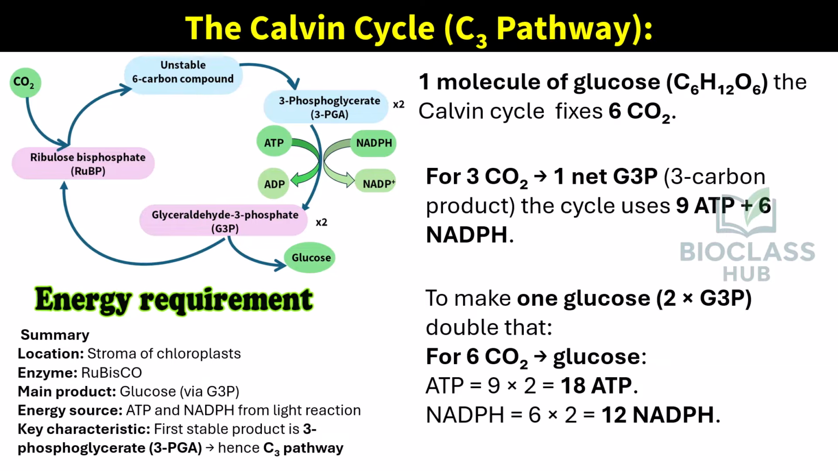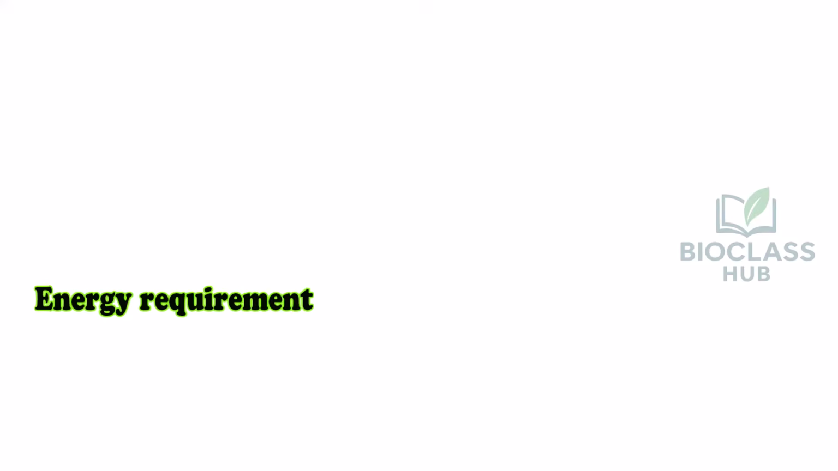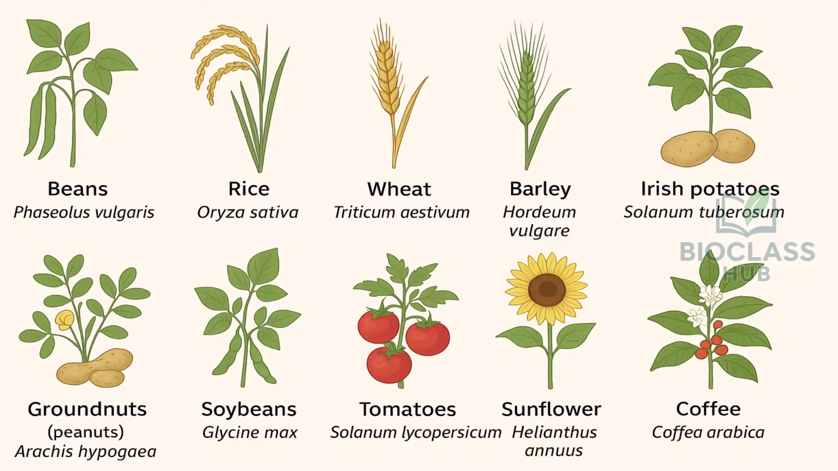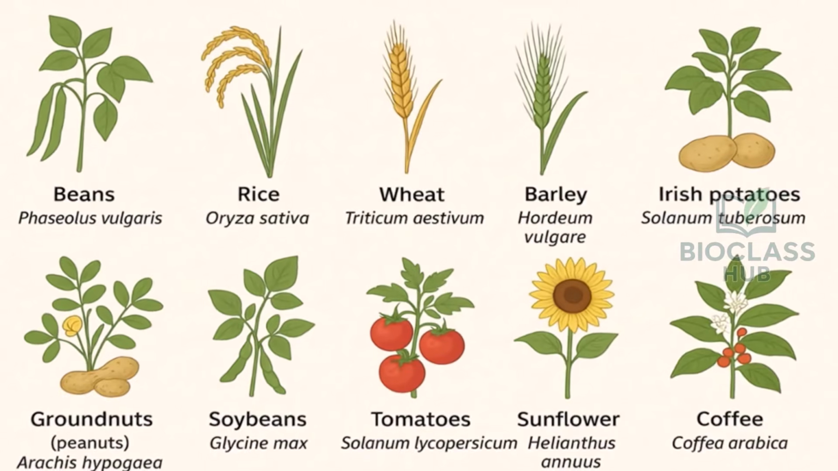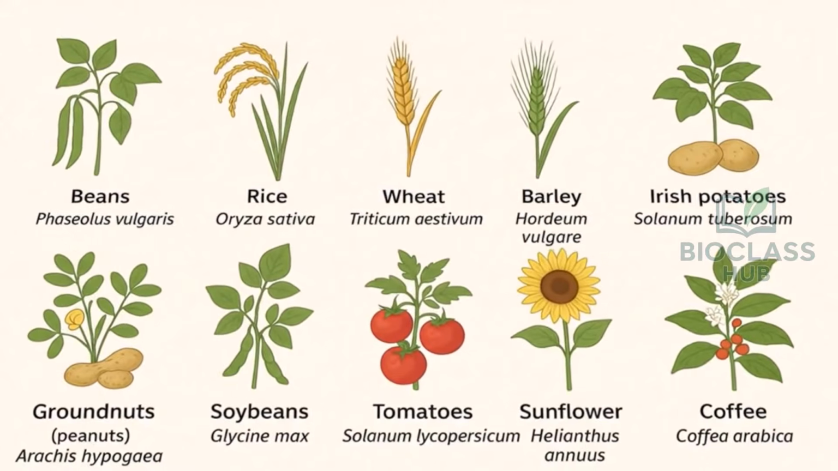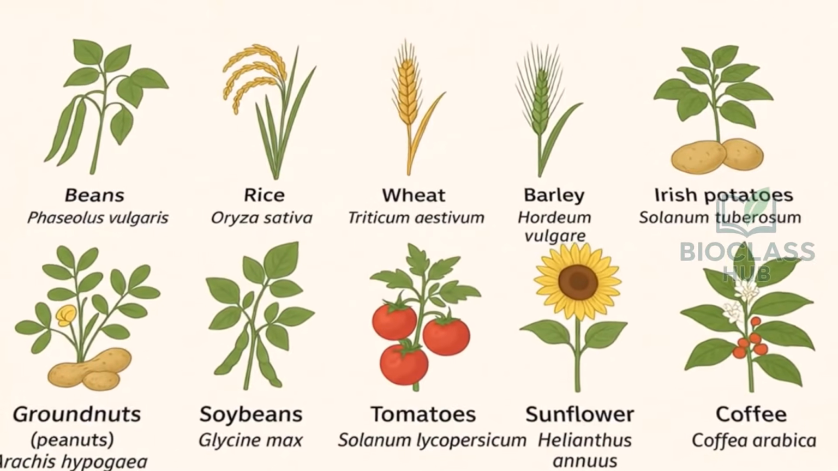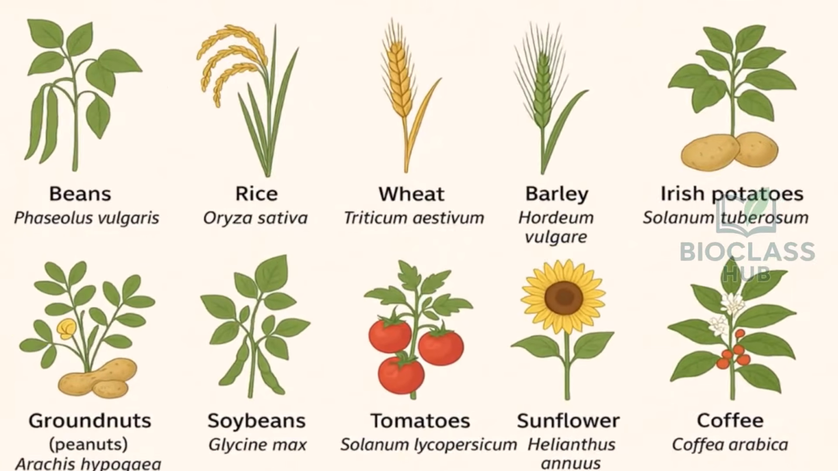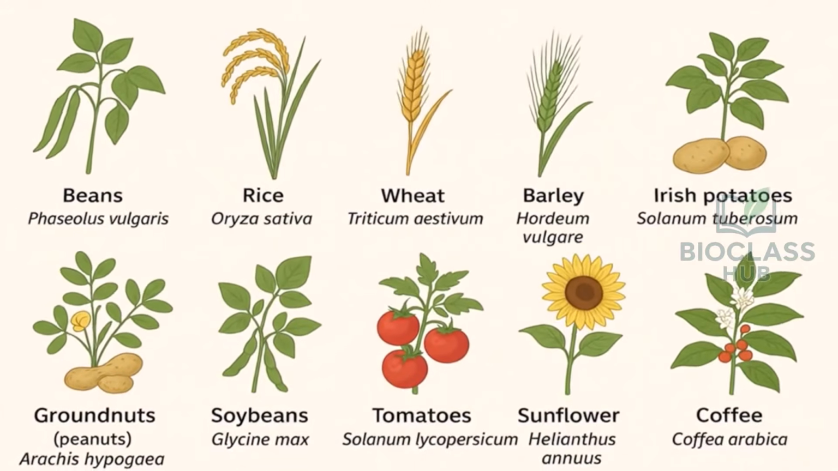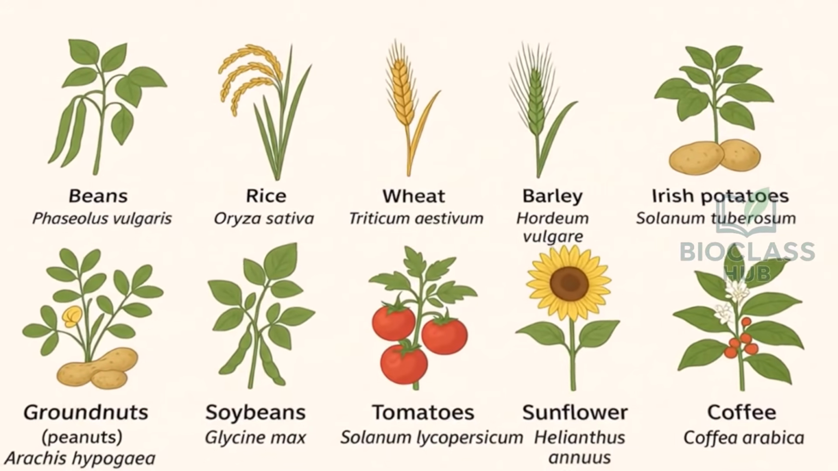It's important to understand this. We shall find out that C4 plants use more energy than C3 plants. The low energy requirement gives C3 a competitive advantage under some conditions. In the image, there are examples of C3 plants: beans, rice, wheat, barley, Irish potatoes, groundnuts, soybeans, tomatoes, sunflowers, coffee. A common plant is the Irish potato and beans, grown in the Kabale region of Uganda.